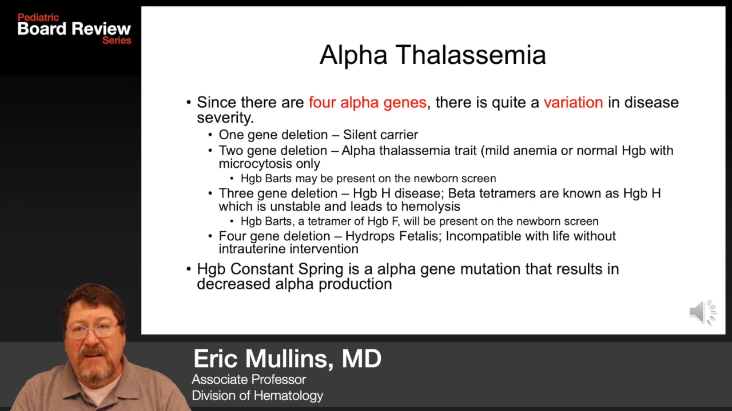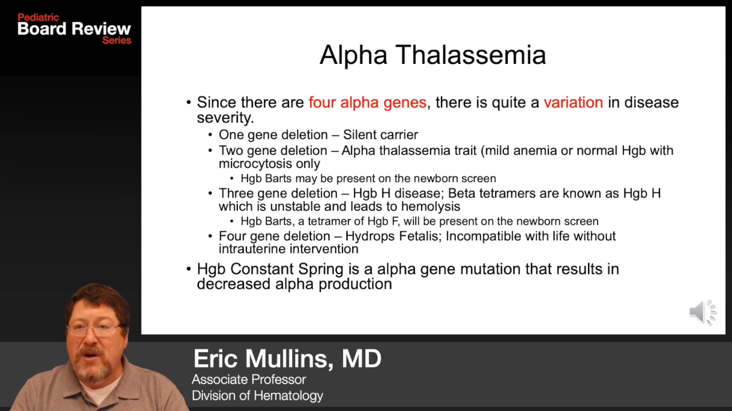These patients may be identified on newborn screen because they have hemoglobin Barts, which instead of having 2 alphas and 2 Fs or gammas, you have 4 gammas, which is known as hemoglobin Barts. You may have a 3 gene deletion, which is also known as hemoglobin H disease. And this is because patients don't have enough alpha in their red blood cells. And so the betas form a tetramer. So you have 4 beta proteins together, and that's hemoglobin H. It's a very unstable hemoglobin and leads to very excessive hemolysis. And again, Barts would be present on the newborn screen.